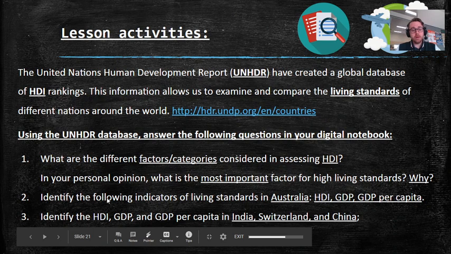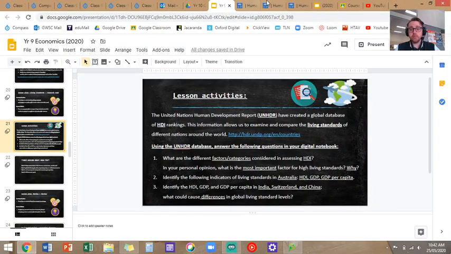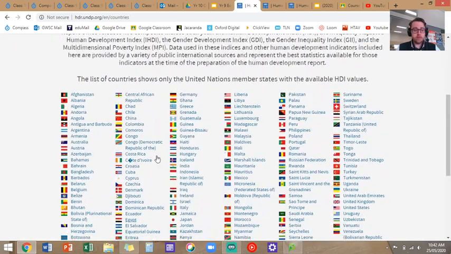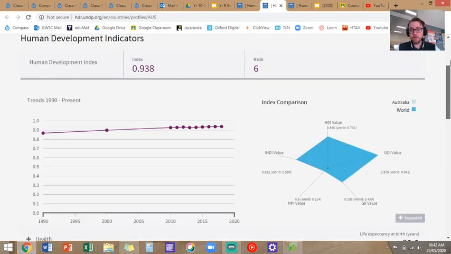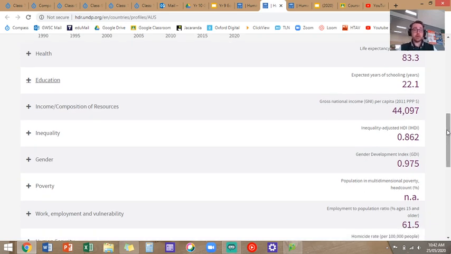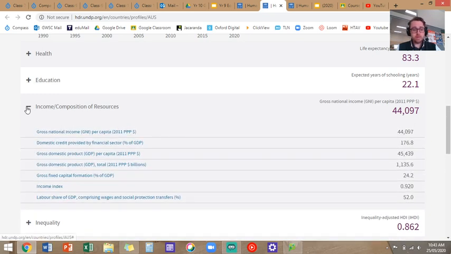Question 2. Identify the following indicators of living standards in Australia. So you're looking for Australia's HDI number, which you saw at the top of the screen, Australia's GDP, and Australia's GDP per capita. So, if we go back to our little page here, and again, you just need to click on the link in the slides, and it'll take you here, and then I'll just click on Australia, and that'll take me here. So HDI we've got at the top there. Now GDP and GDP per capita is how much money Australia makes and how much money the average person in Australia makes. So that's obviously going to be somewhere in income, because it's related to how much money we get. So income, go see if you can find some of that information in there.